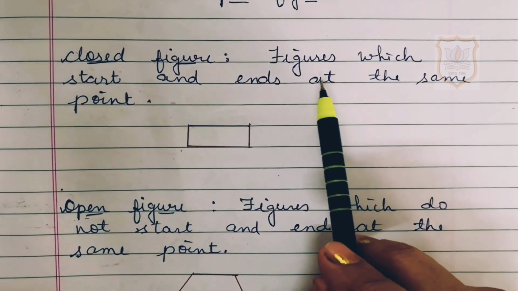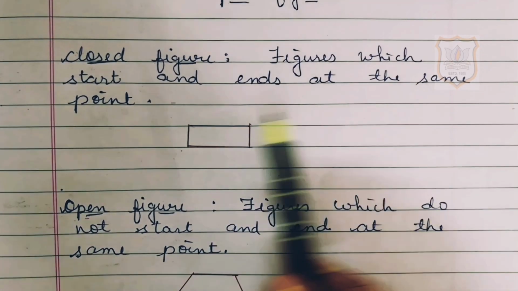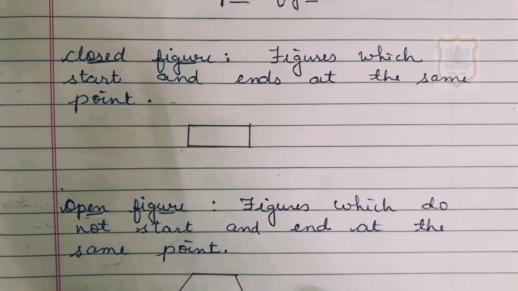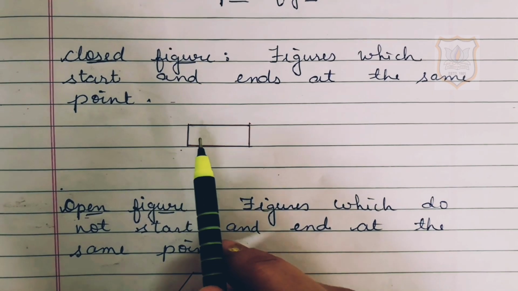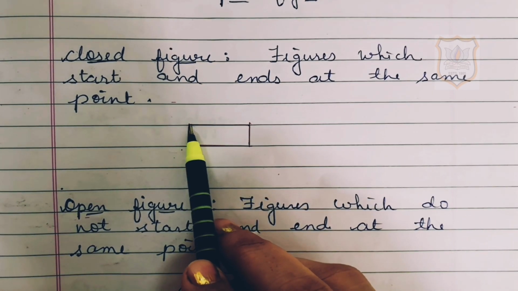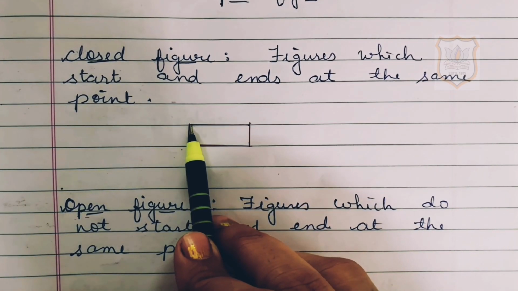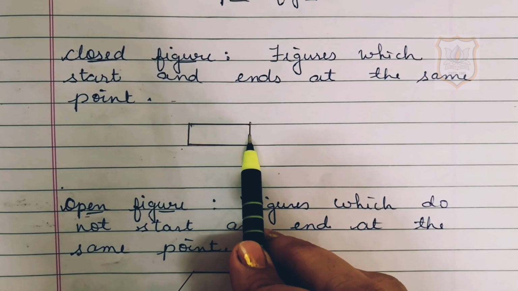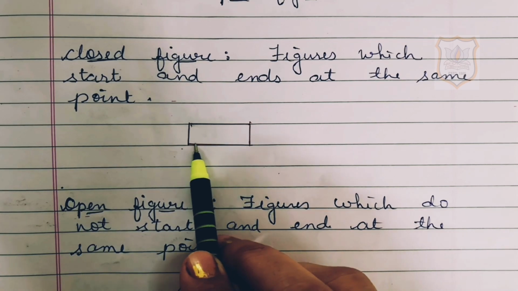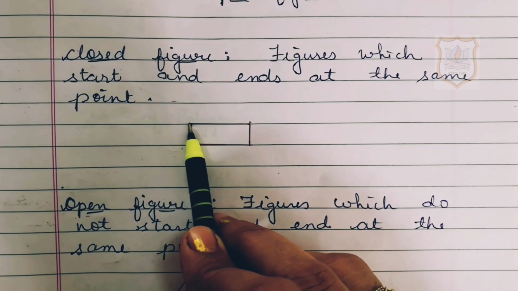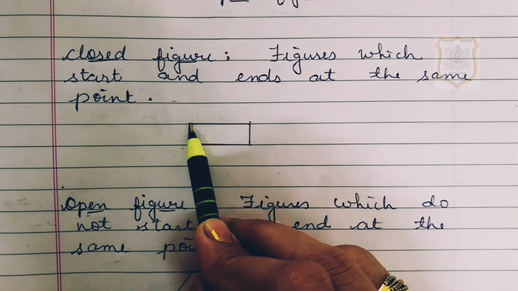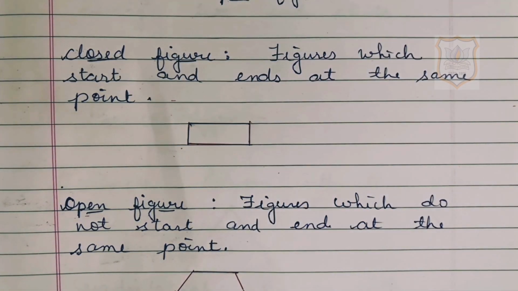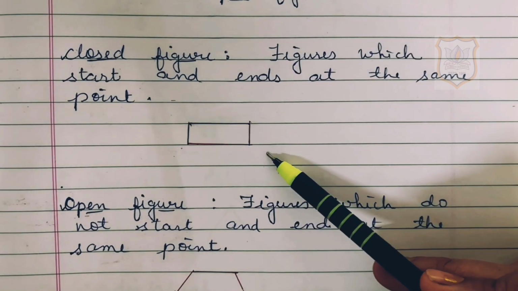Closed figures are figures which start and end at the same point. A closed figure is a figure which is closed and made up of line segments. Suppose this figure starts from this point, moves from here, then goes down, then makes a sloping line, and then here, and it ends at the same point from where we started the figure. Then that figure is called a closed figure. This is an example of a closed figure.